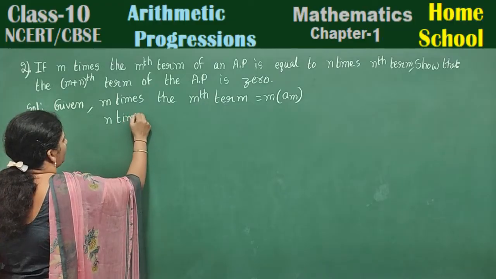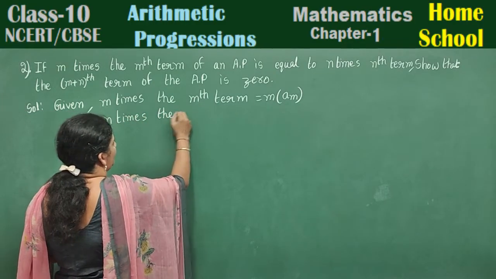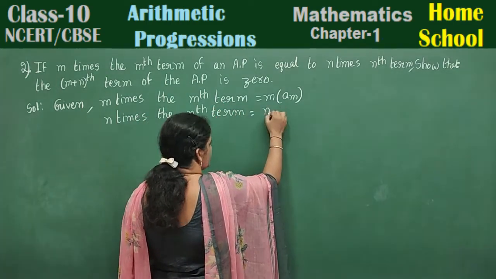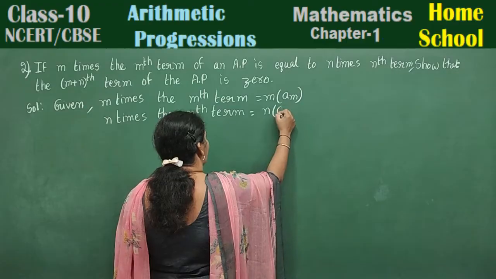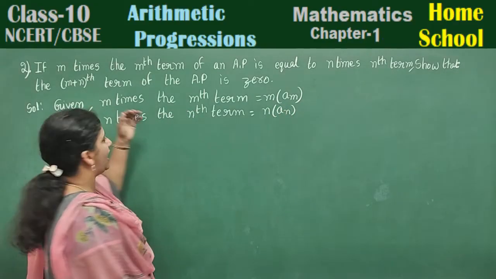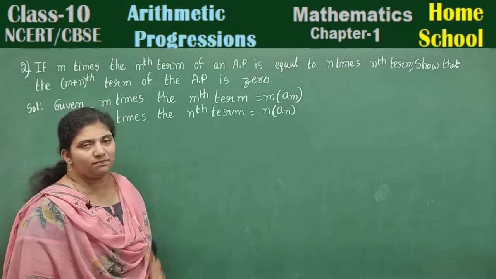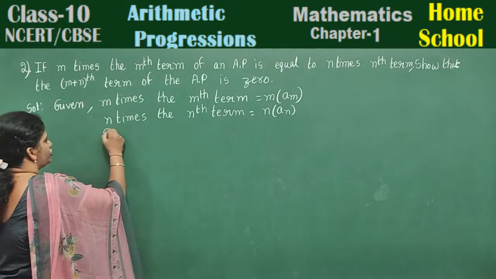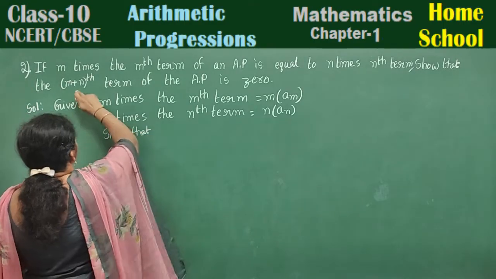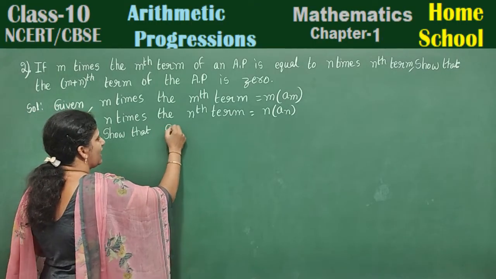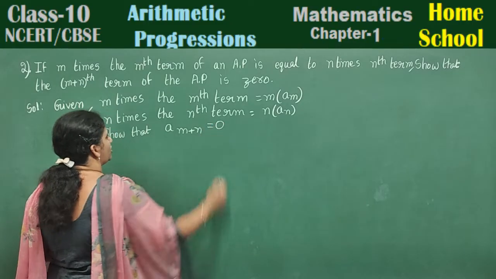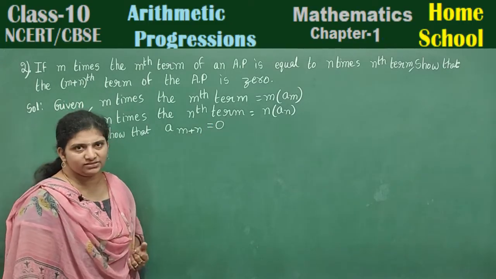N times the nth term. Similarly, you can write this as n times an. And what did they ask? Show that the (m+n)th term of the AP is 0. The (m+n)th term means I can write it as a(m+n) is equal to 0. We need to prove this.